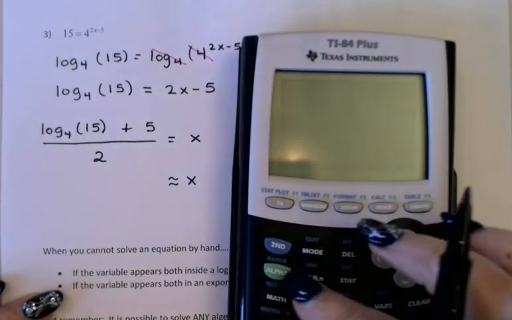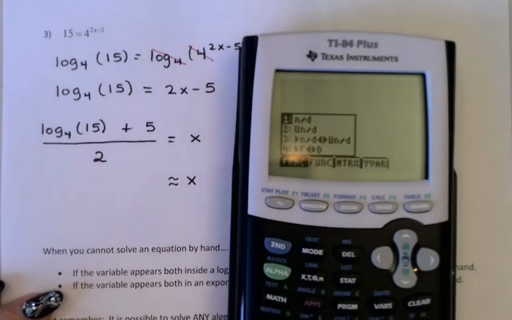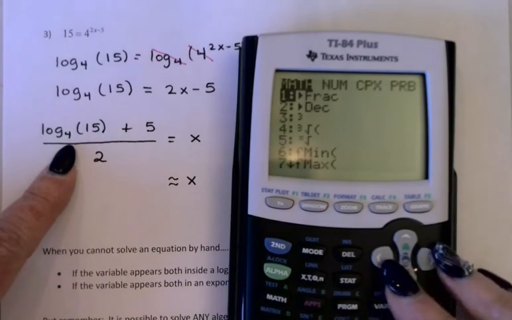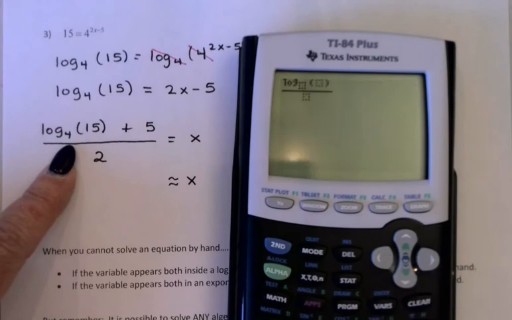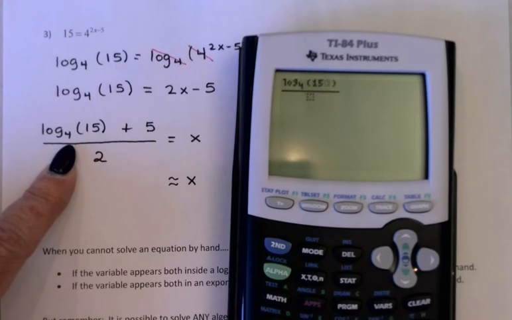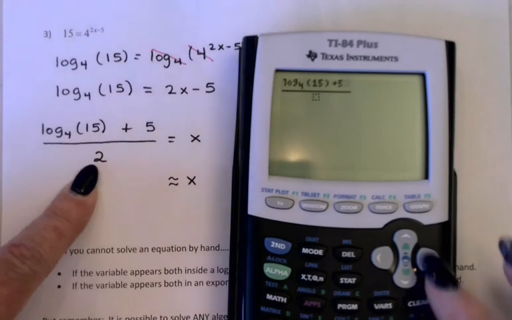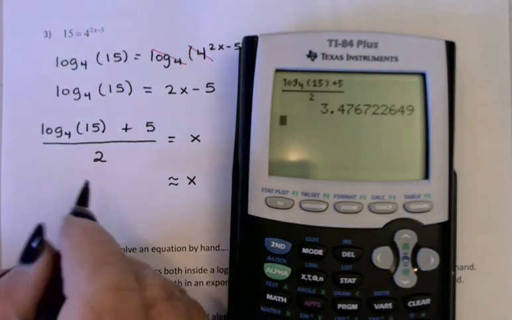I'm going to use my little alpha y equals and get a fraction. The very first option just makes it a little easier to type this in. Lots going on here. Log base 4 of 15 plus 5 divided by 2. And it's about 3.477.